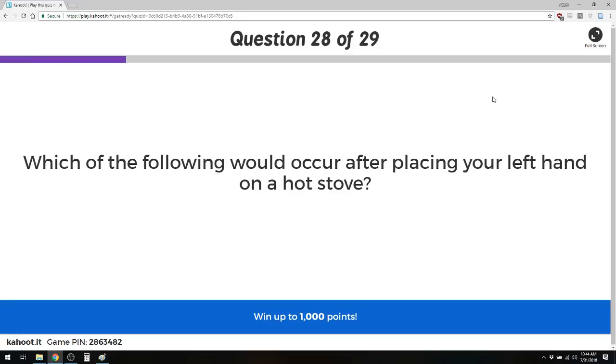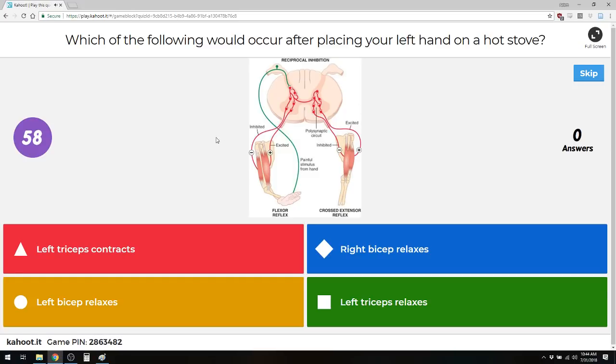Which of the following would occur after placing your left hand on a hot stove? The left tricep would contract, the right bicep would relax, the left bicep would relax, or the left tricep would relax. This is going back to those reflex pathways. So I put my left hand onto a hot stove. Certainly there would be signals going to the CNS that would cause my Broca's area to utter certain words, I imagine.